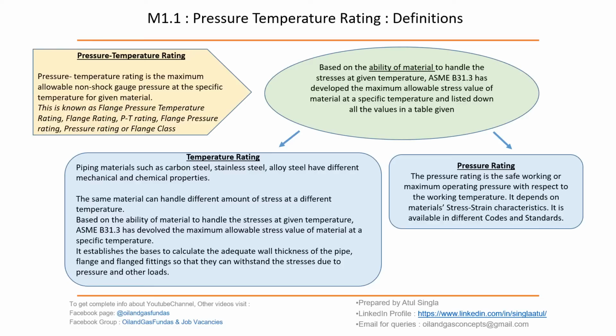For example, the basic thing which we need is adequate wall thickness of the pipe. How we calculate the wall thickness in pipe, we'll discuss in next videos. Here we are establishing that pressure temperature rating is the basis to establish all these things. These are the uses where we are going to use it, but first in this video we are trying to understand what it is all about. So next slide, let us discuss in detail.